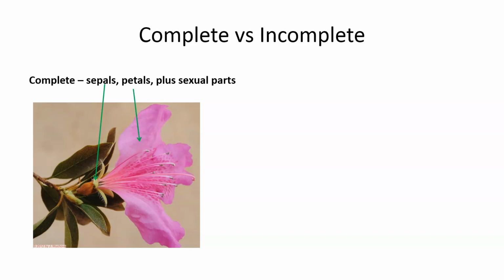The petals are the bright showy part that we often see. And then the sexual parts are going to be the male and the female part. Does it have one or does it have both? But it doesn't really matter. If you've got sepals, petals, and sexual parts, we call it complete. Something that is incomplete will either lack sepals or it will lack petals.